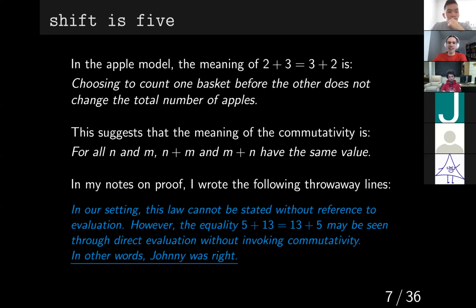In our setting, this law, referring to commutativity, cannot be stated without reference to evaluation. However, the equality 5 plus 13 equals 13 plus 5 may be seen through direct evaluation without invoking commutativity. In other words, Johnny was right. Now you see where this is going to go. There's only one way it can go. It can't be made formal, it must be made formal.